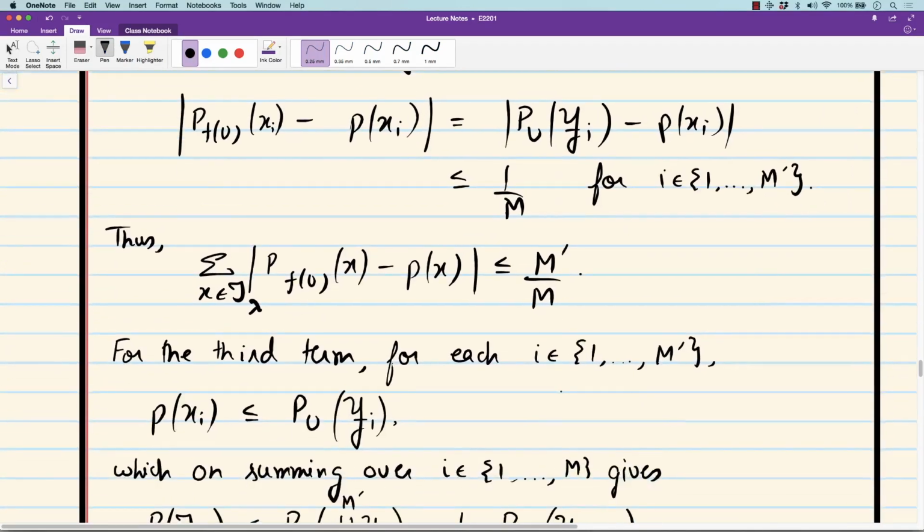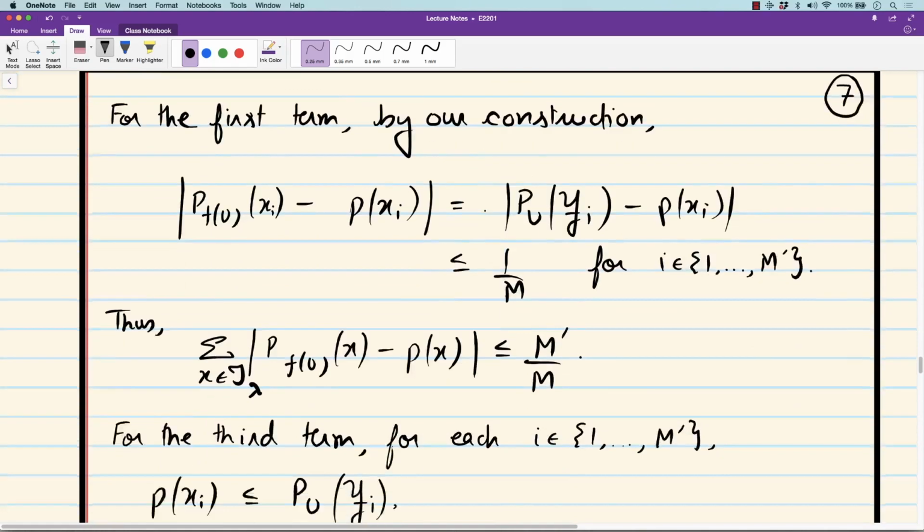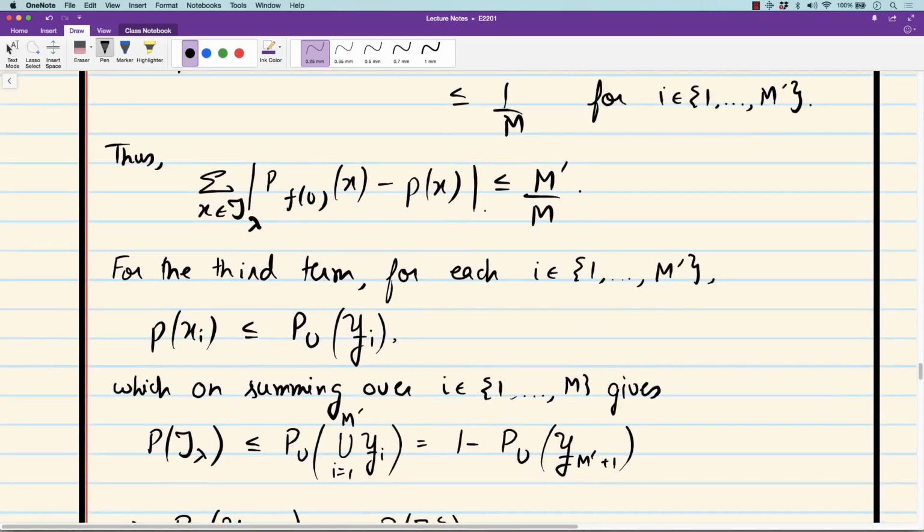Third term is just this guy. So remember what is the third term? Third term is this guy. So this is the last term here, it requires some thought. So what we have seen is that for each xi, this is less than this. That's a construction of this partition. So we already have this bound for the first term. And now we sum over all of these guys. So you get p of T lambda there.